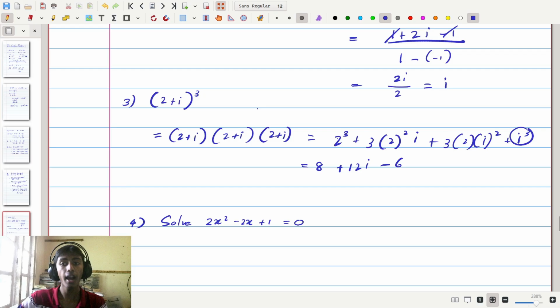And finally, i cubed is the same thing as i squared times i, and i squared is negative 1, so we can write this as negative 1 times i, or negative i. Finally, simplifying this down, we can see 8 minus 6 is going to give us 2 for the real part, and plus 12i minus i is going to give us plus 11i for the imaginary part. Therefore, our final answer here is 2 plus 11i.